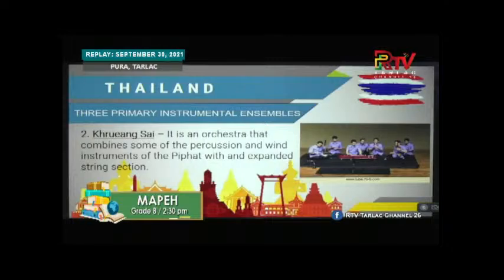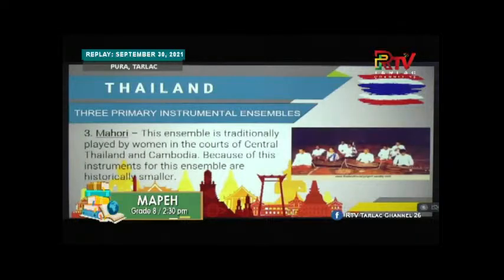It is an orchestra that combines some of the percussion and wind instruments of the Pi Phat with an expanded string section. This group is primarily used for indoor performances and for the accompaniment of stick puppet theater. Number 3. Mahori. This ensemble is traditionally played by women in the courts of central Thailand and Cambodia.